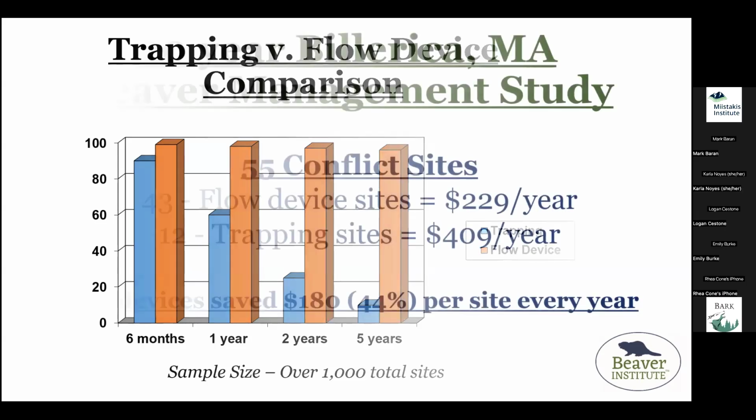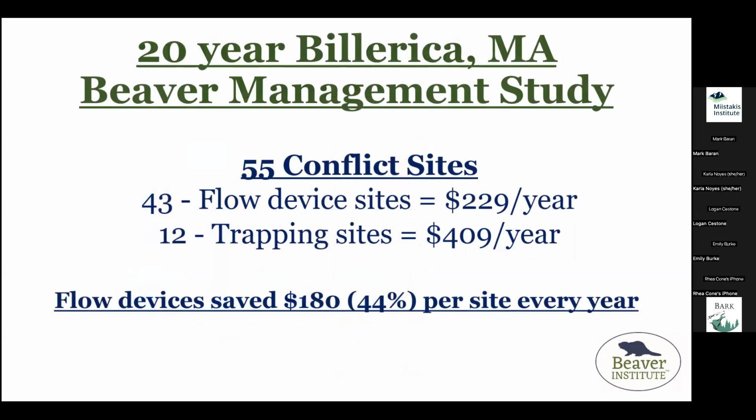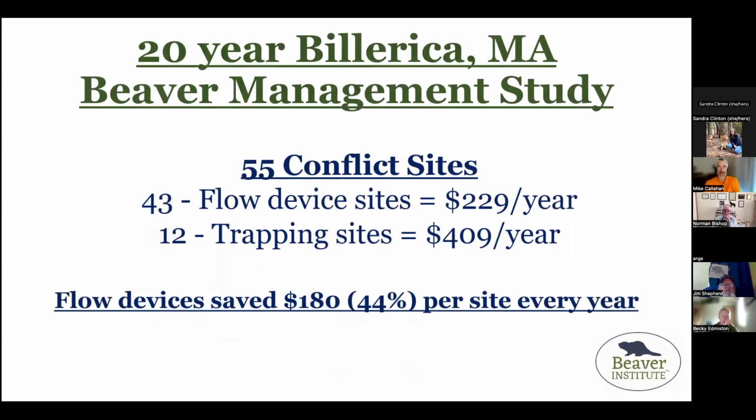We did a study in the town of Billerica, which was 55 different sites, most of them with flow devices, a dozen of them trapping sites where flow devices weren't feasible, and we were able to directly compare the success. And it showed, you know, I knew this anyways, but it was nice to quantify it, that the sites that we have to trap are a lot more work and more expense. So the taxpayers save money at every site where we can use these devices versus when we have to remove the beavers.